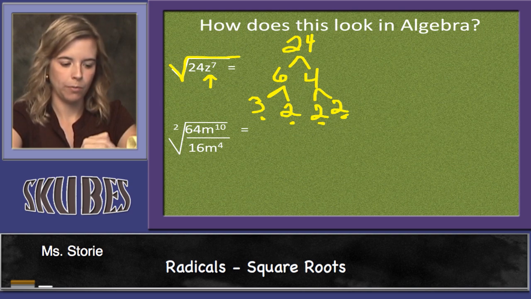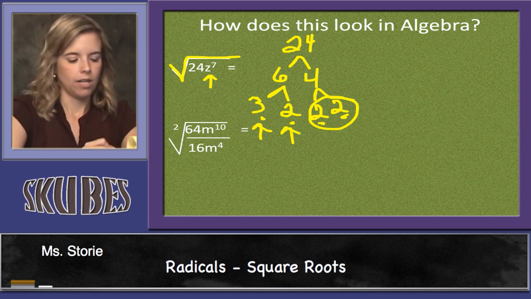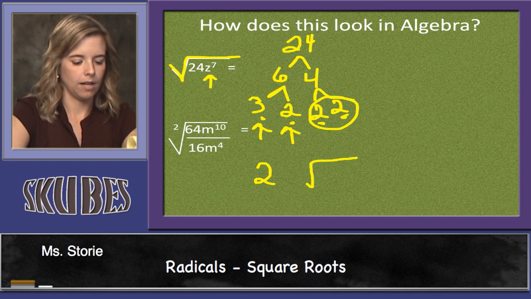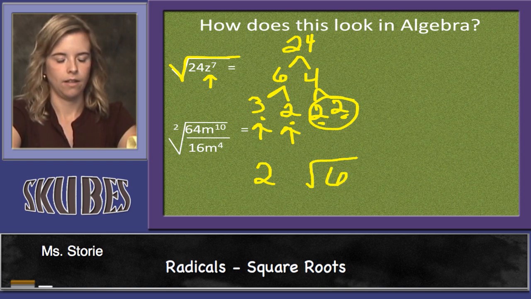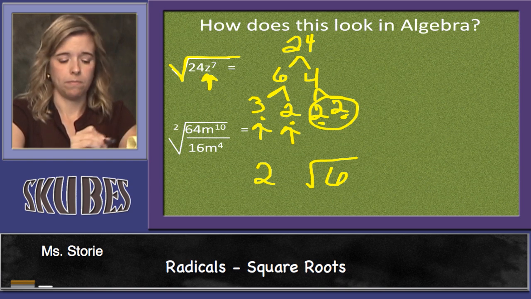Because it's square root, we're looking for pairs. I've got a pair of 2s and lonely guys left over. So it's going to be 2 on the outside. And on the inside, I'm going to have 2 times 3, which is 6. We're not done, because we still have to deal with that variable, 7 of them.